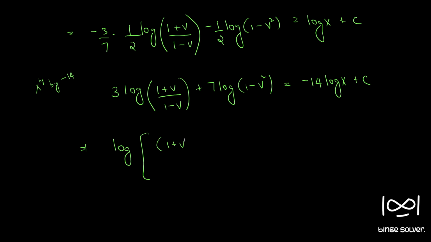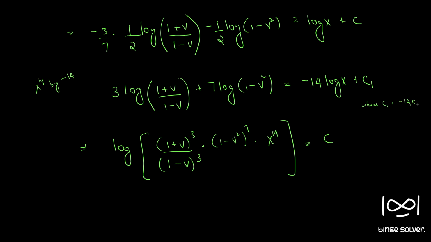log of 1 plus v by 1 minus v whole cube into 1 minus v square whole raised to 7 and into x raised to 14 equal to c1. I just kept it as c. So c1 is nothing but c1 equal to minus 14c. Okay.